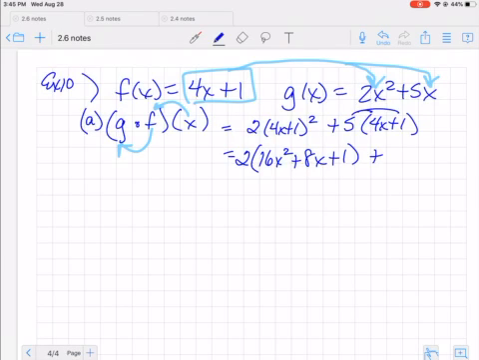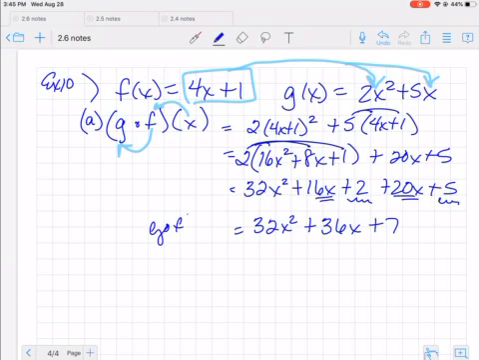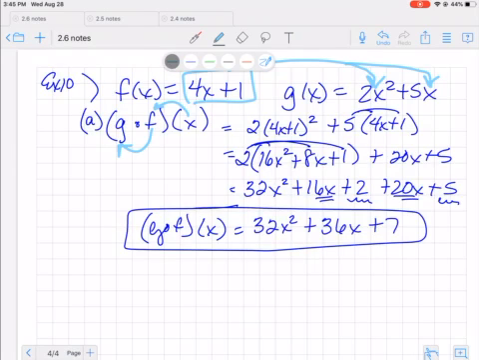Over here, there's no big deal because you just distribute. Then I take this 2 and distribute it through there to get 32x squared plus a 16x plus 2. And now I have some like terms that we can work with. So we have 32x squared plus a 36x plus 7. That is g of f of x. If I take my f of x function, I sub it into my g of x function, then that is what I end up with.